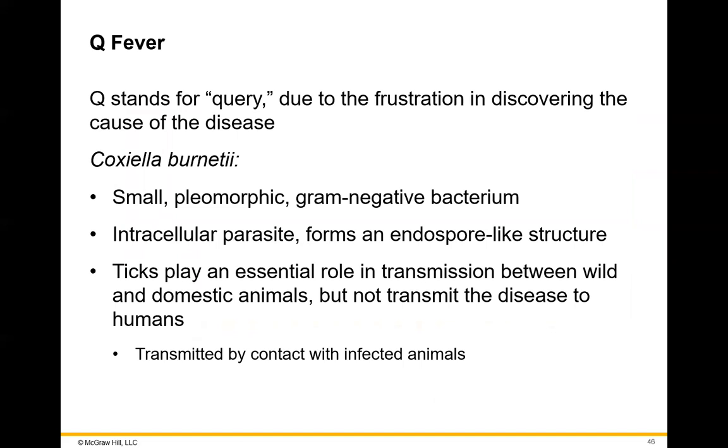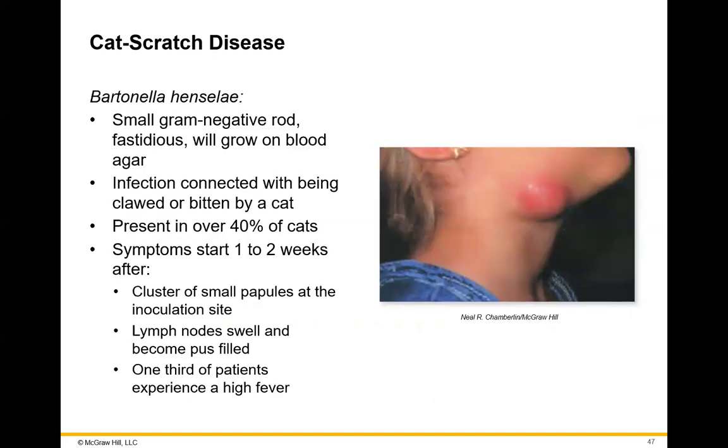Q fever, this is the one I was thinking of with the cattle. So this stands for query because they didn't understand what was causing the disease. It's caused by Coxiella burnetii, maintained in the animal population, transmitted by ticks. Most of these can pretty much be summed up as tick bite diseases, and I'm probably not going to ask you a whole lot about a lot of them.